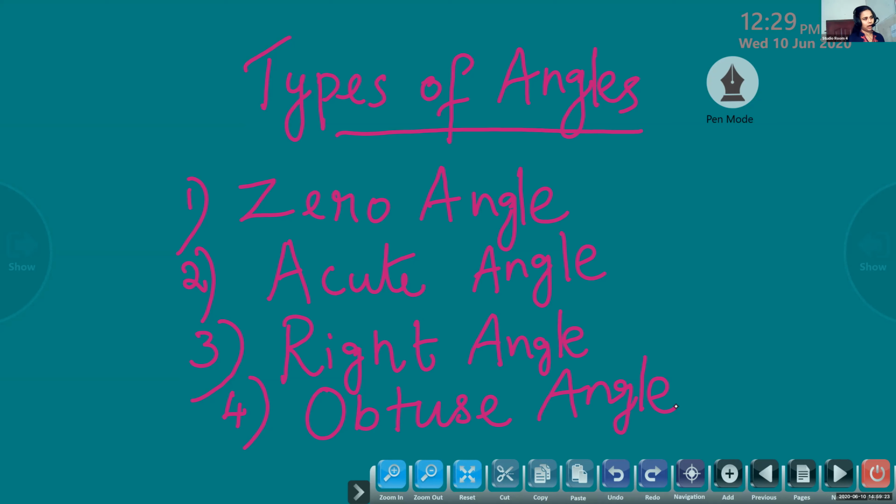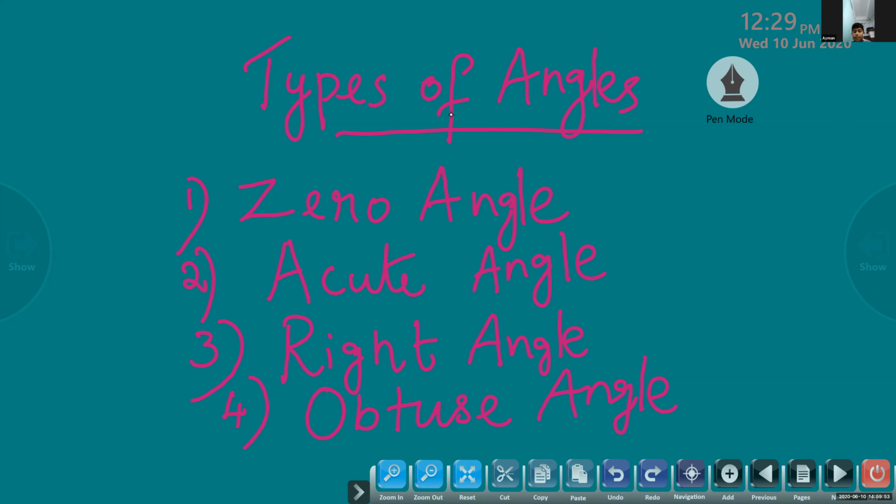Okay, now Ammu, tell me the 4 types of angles. Zero angle, acute angle, right angle, obtuse angle. Very good. So we have learned zero angle. We are learning only the names now: zero angle, acute angle, right angle, obtuse angle.